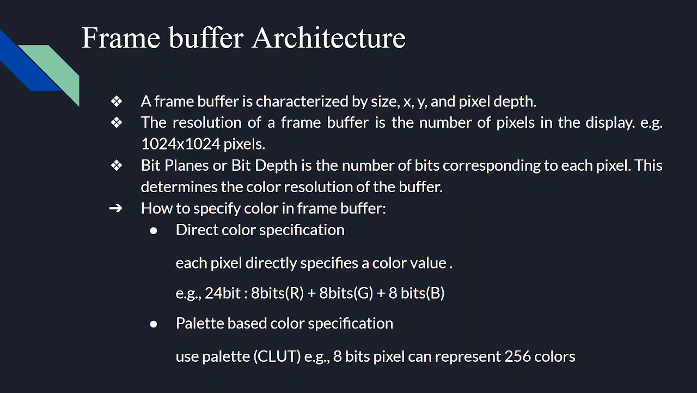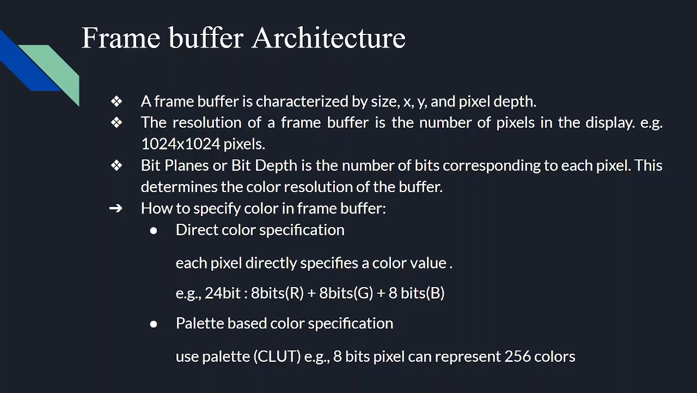Then, frame buffer architecture. A frame buffer is characterized by size X by Y and pixel depth, and the resolution of the frame buffer is the number of pixels in the display, for example, 1024 by 1024 pixels. Bit planes and bit depth are some of the concepts used in this architecture, which are the number of bits corresponding to each pixel. And these bit planes and bit depth determine the color resolution of the buffer.